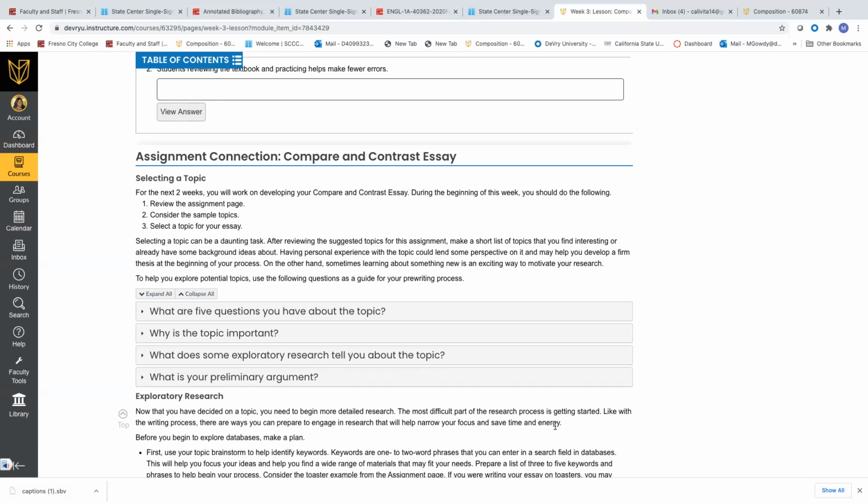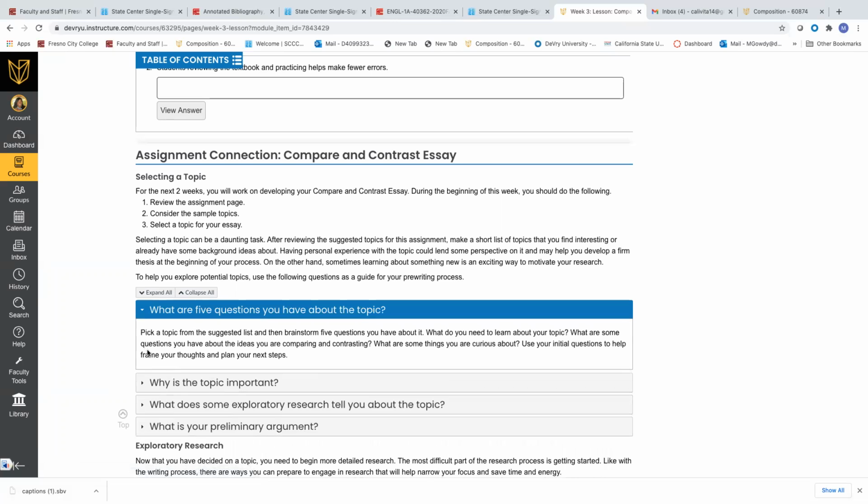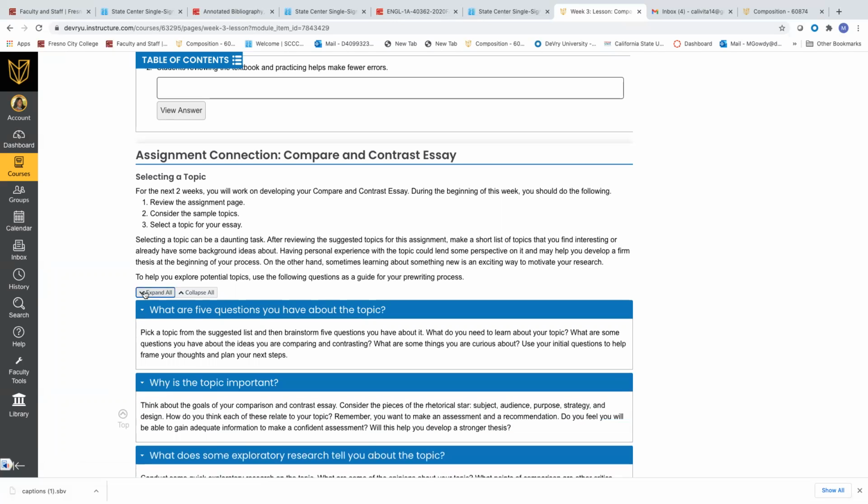What are 5 questions you have about the topic? Why is the topic important? What does some exploratory research tell you about the topic? What is your preliminary argument? And then you expand these and it gives you more information. So just go ahead and work on that little exercise.